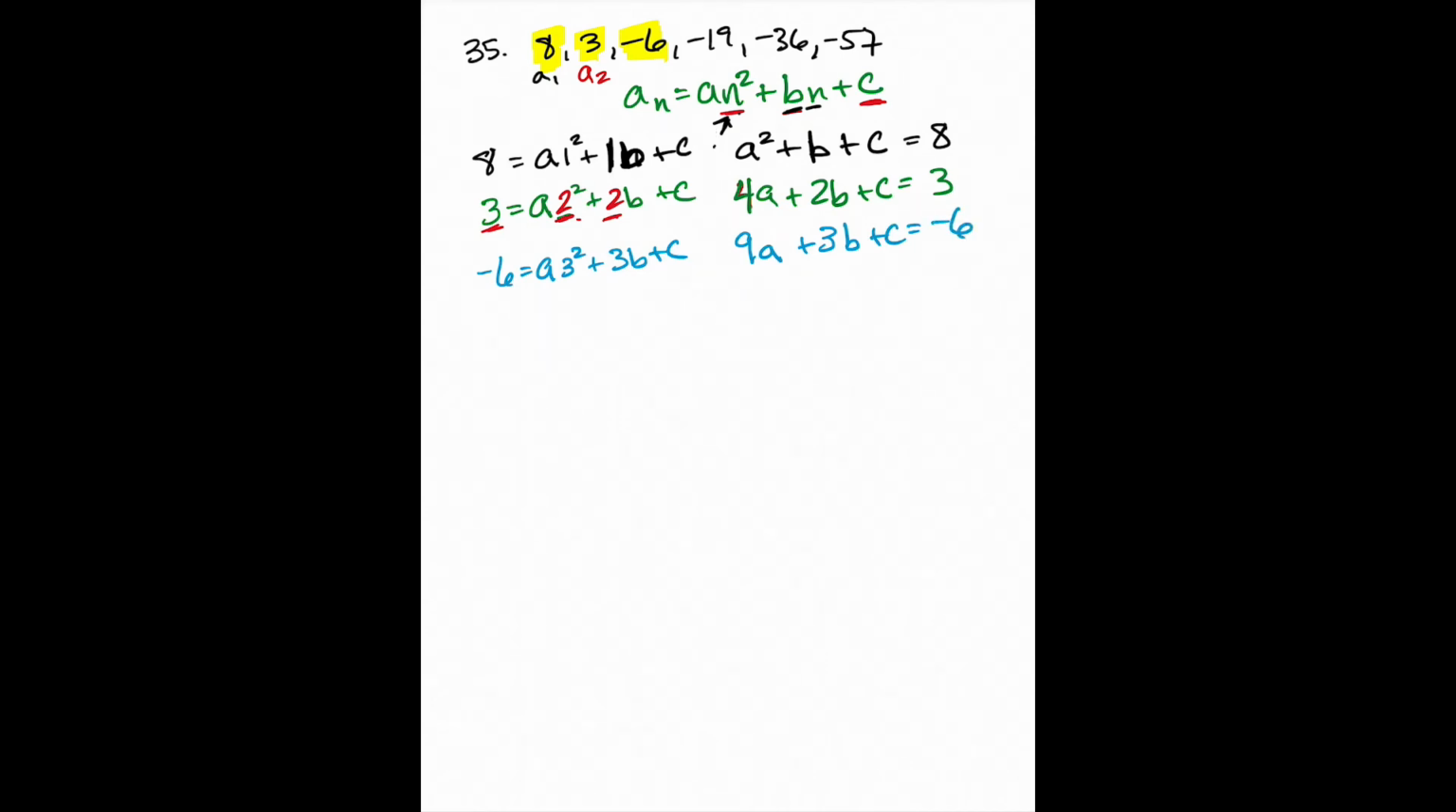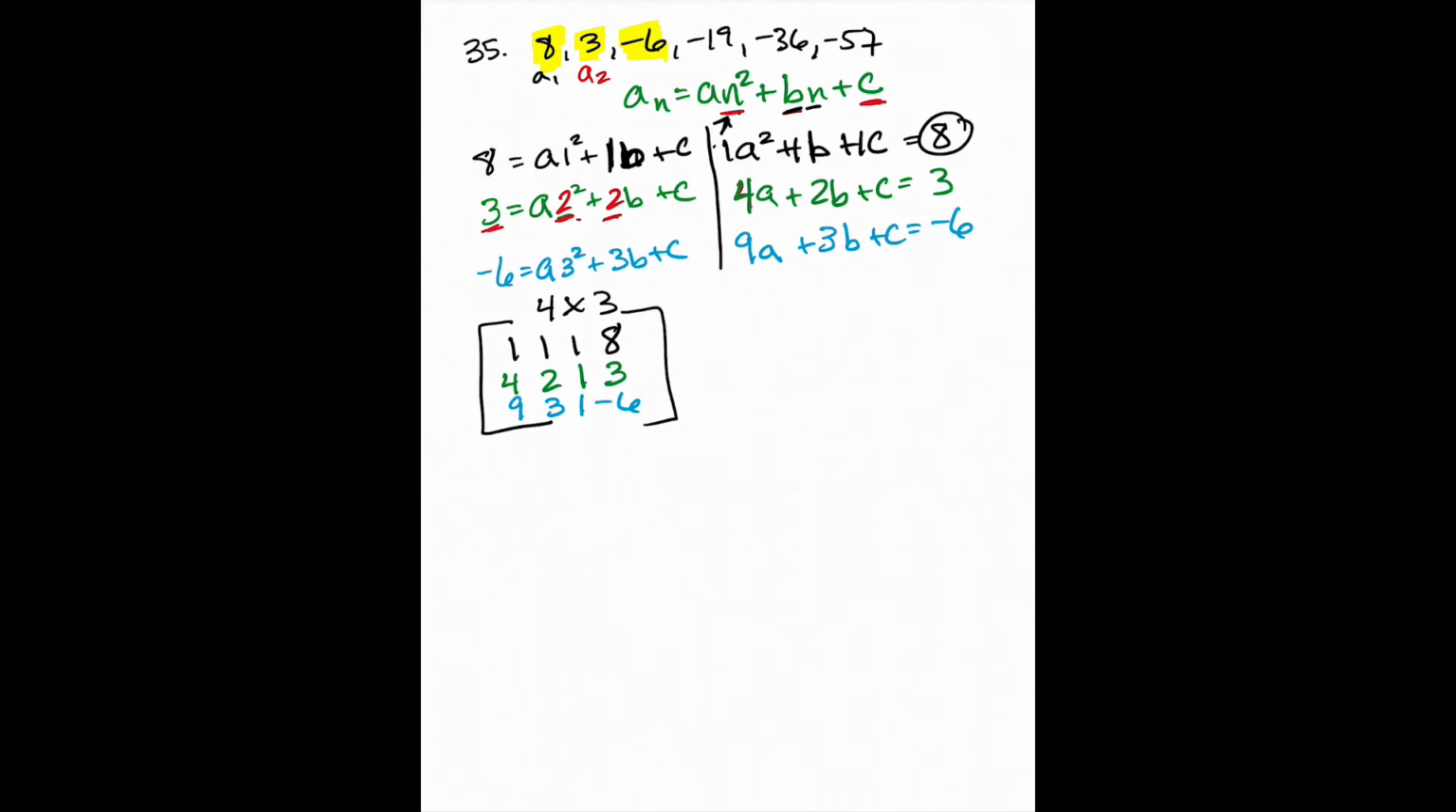So what I want to do now is write this in matrix form. So this will be a 4 by 3. So when I go to my calculator and plug it in, it's going to be a 4 by 3. So it'll be 1, 1, 1, 8, right? And then my second row in green is 4, 2, 1, 3. And then my third row is 9, 3, 1, negative 6. And that's my matrix.